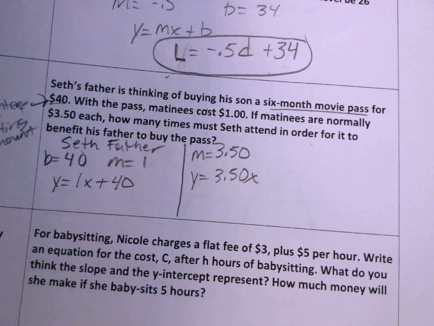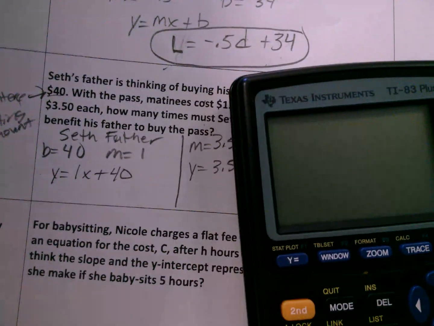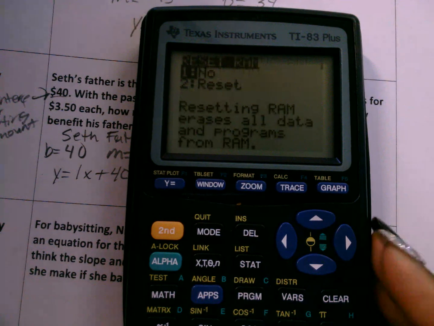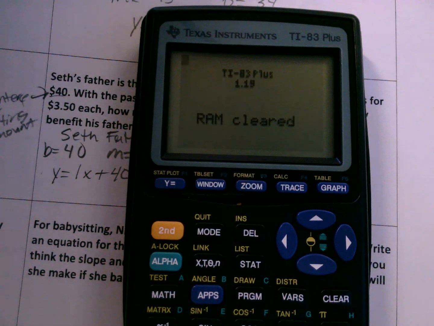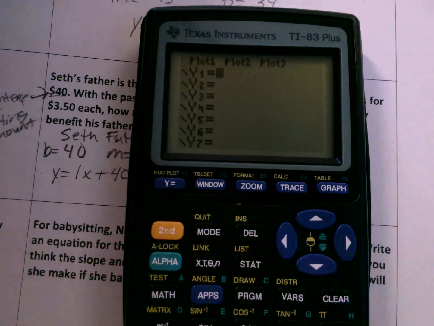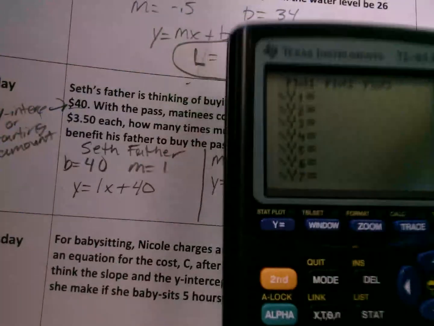Okay, all right, so let's go. Let's turn our calculator on. Second plus 712. Clear it. Second plus 712. I'm going to pause, hold it up so I can see that. So now what we're going to do is go to y equals, and we're going to type both equations in the calculator.